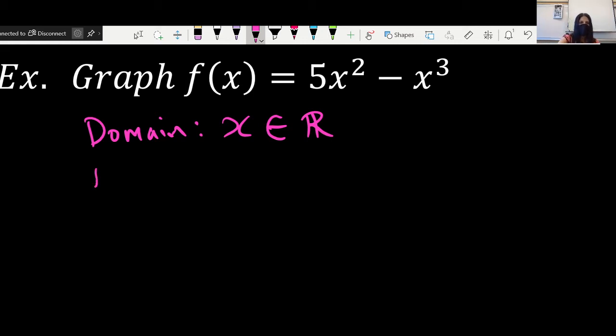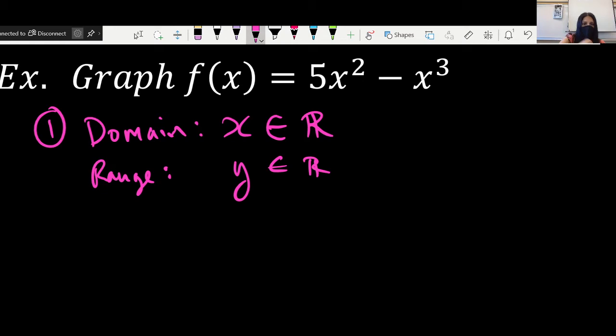And how about our range, which is our y values? Same thing, right? Y is also all real numbers because we would assume that those arrows at the end indicate that it's going to keep going left to right and also top to bottom. So there's, I guess, a little bit of review with that. So I'm going to put that as step number 1.